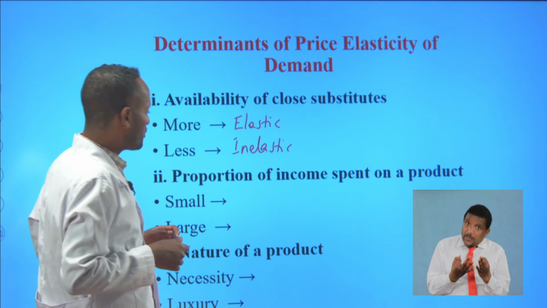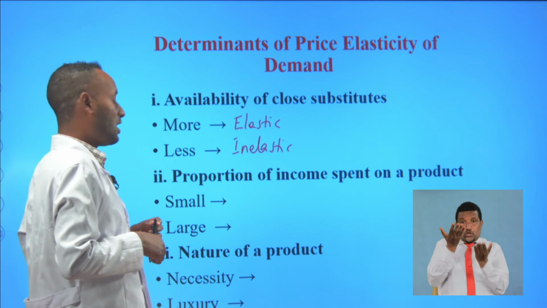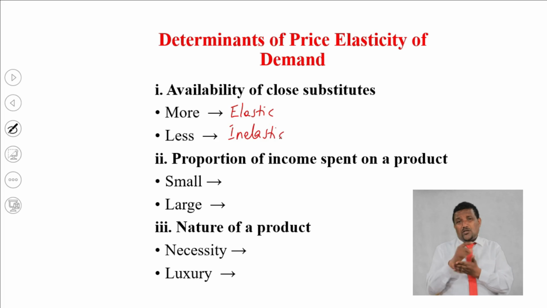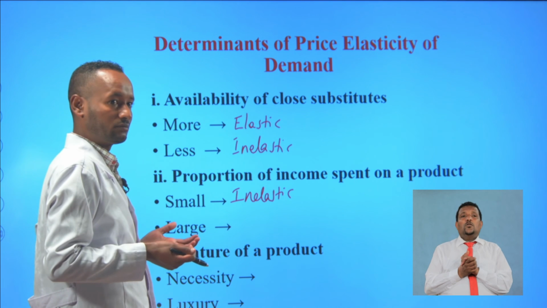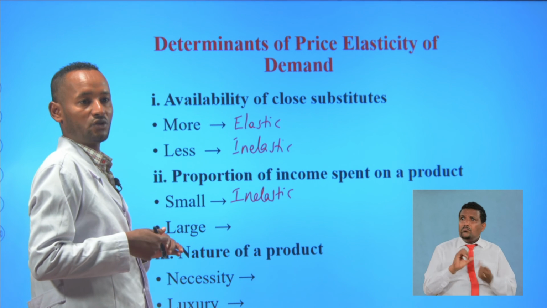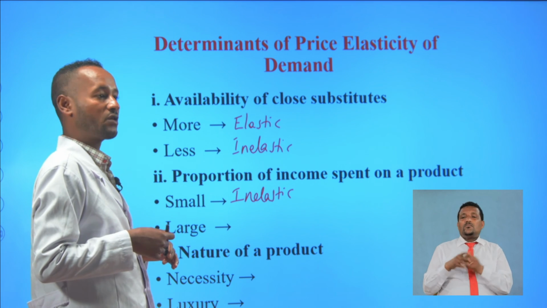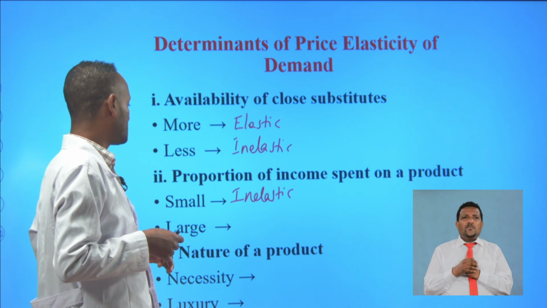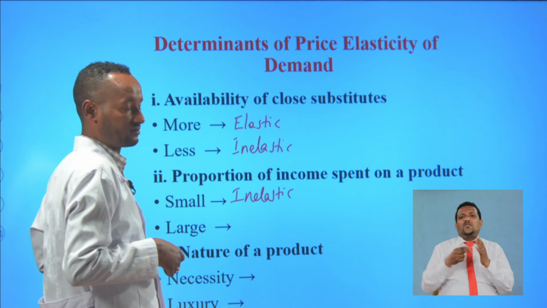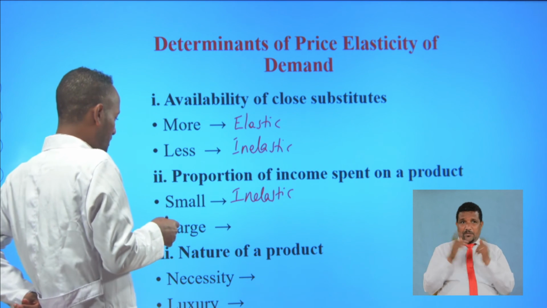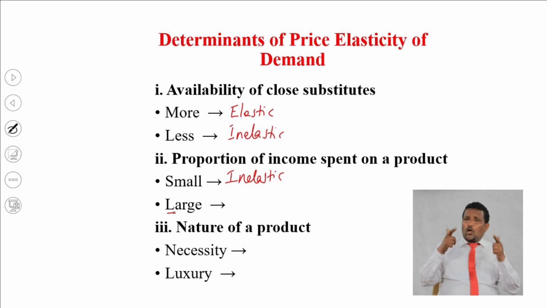Another determinant is the proportion of income spent on a product. If you spend a smaller proportion of your income on a commodity, then you will be more inelastic. That means you will be careless about changes in the price of those commodities on which you spend a smaller proportion of your income. For example, chewing gum. Even though there is a higher change in the price of chewing gum, the quantity demanded for chewing gum will not decline by a higher percent. But the larger the proportion of income spent on a commodity, the more elastic the demand for that commodity.